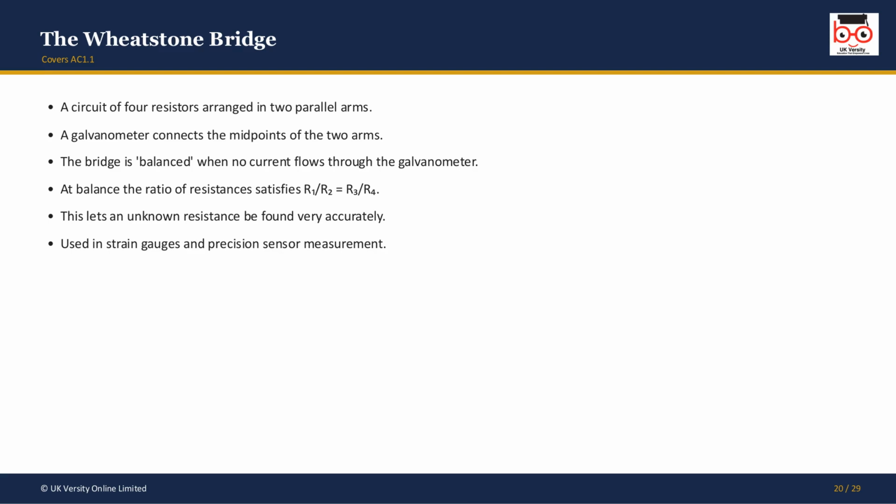The Wheatstone bridge is a rather elegant circuit of 4 resistors arranged as 2 parallel arms, with a galvanometer bridging the midpoints. We say the bridge is balanced when no current flows through that galvanometer, and at balance the resistances satisfy a simple ratio. R1 over R2 equals R3 over R4. Because balance depends only on ratios, it lets you find an unknown resistance very accurately, which is why it turns up in strain gauges and precision sensors.